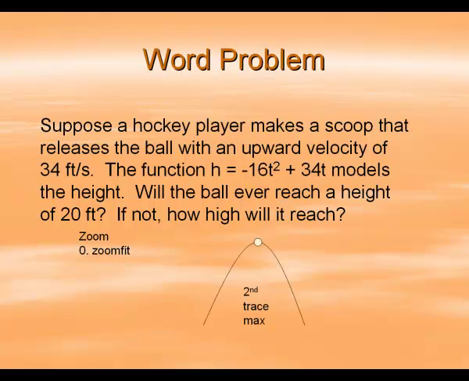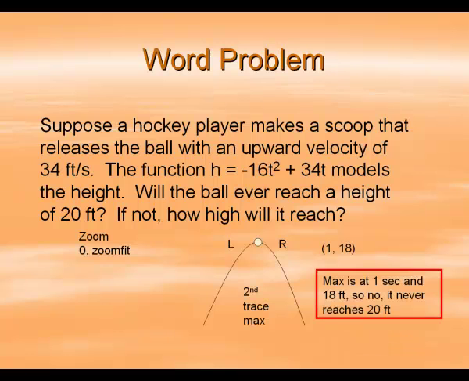second trace maximum. Set your left bound on the left side of the hill, hit enter. Set your right bound on the right side of the hill, hit enter for guess. And your maximum is about 1 something and 18 something. The 1 represents how many seconds it takes to reach the maximum. The 18 represents how many feet it goes to the maximum. So no, we're never going to reach 20 feet because the maximum, or highest we go, is 18 feet for this equation.